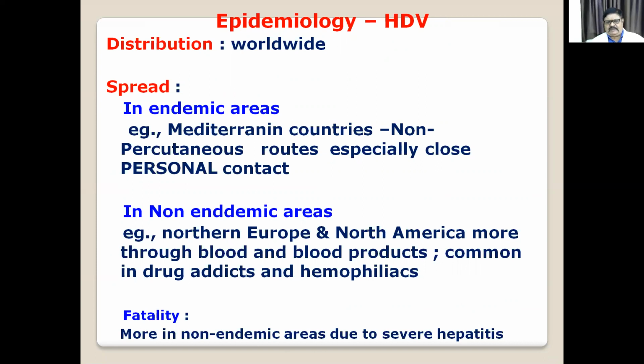In non-endemic areas like Northern Europe and North America, it moves through blood and blood products, failures of blood screening, or even hemodialysis. Fatality is more in non-endemic areas. In endemic areas, there is some sort of immunity, whereas in non-endemic areas, people are not exposed, and so the fatality is more in non-endemic areas.